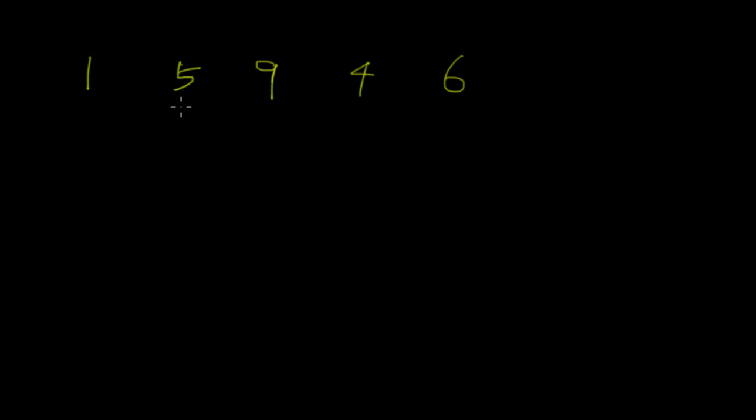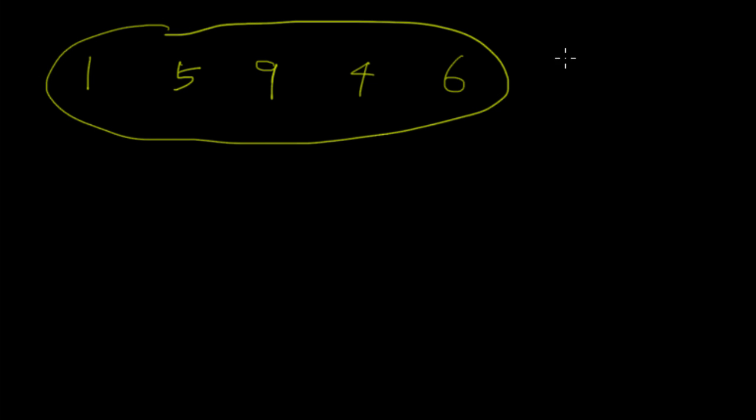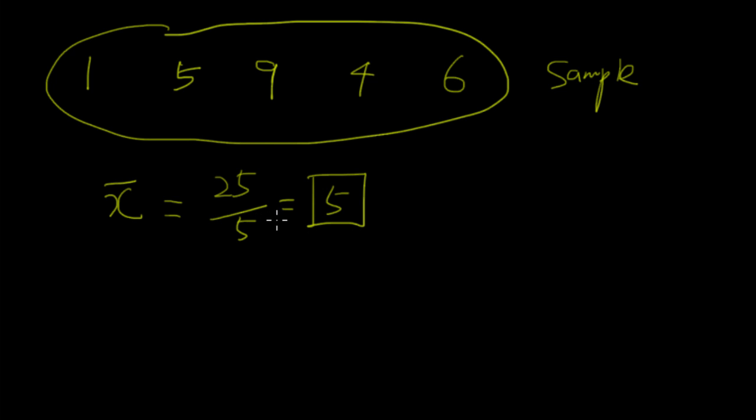Let's say this is sample data. Let's find the x bar, the mean, first. If you find the sum, that would be 10, another 10, 20, 25. 25 divided by 5, so the mean would be 5.